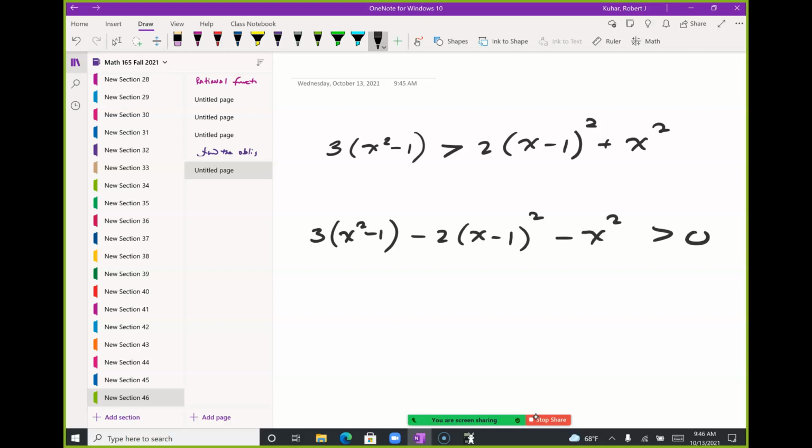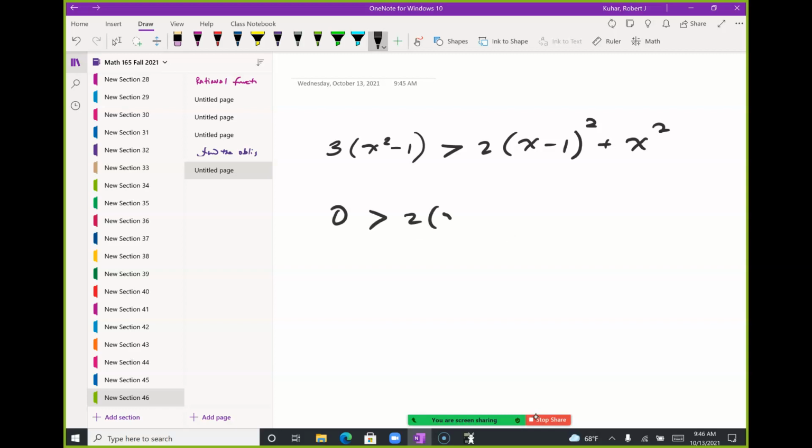And it looks like I probably should have done everything to the right. So let me do that. I want my leading coefficient to be positive. So I'm going to say 0 is going to be greater than 2 times x minus 1 quantity squared plus x squared minus 3 times x squared minus 1. And so I want to solve for 0 and I want to factor completely. So I'm going to get rid of all of these parentheses. Michelle, this okay so far?